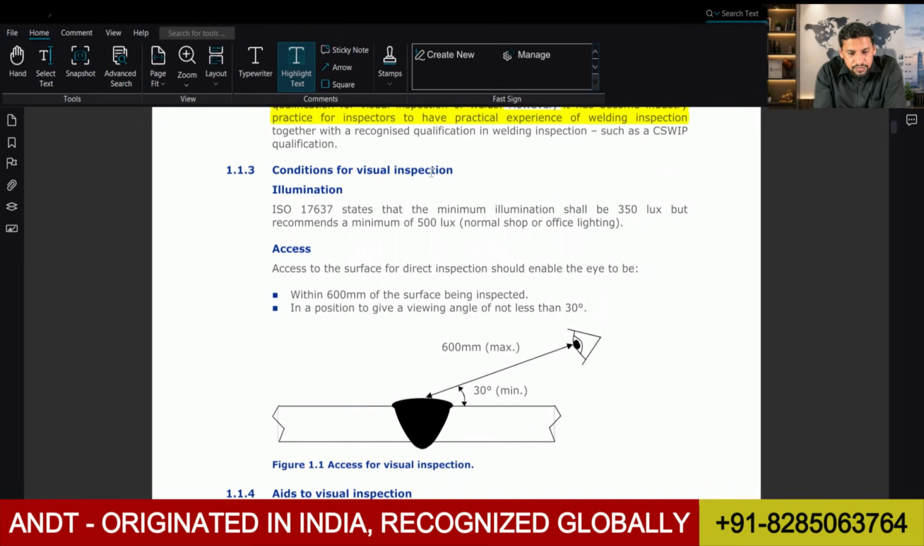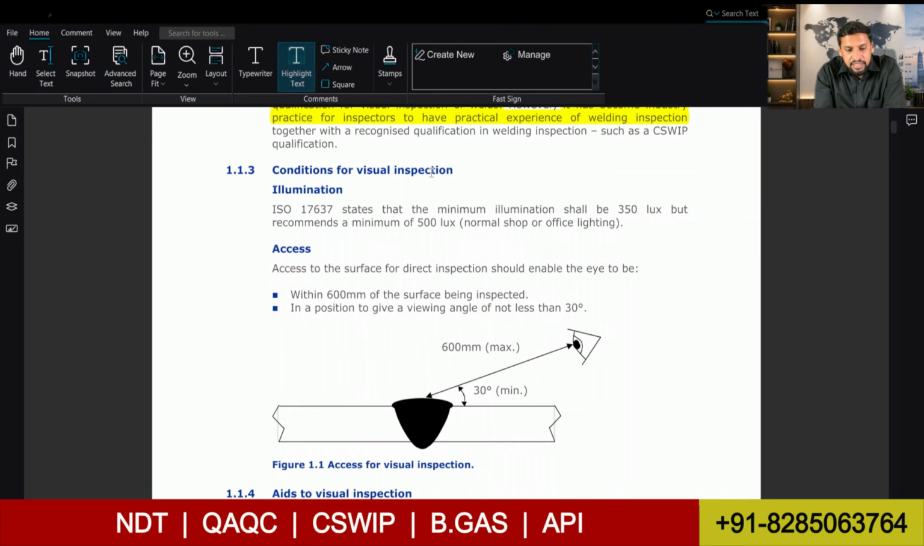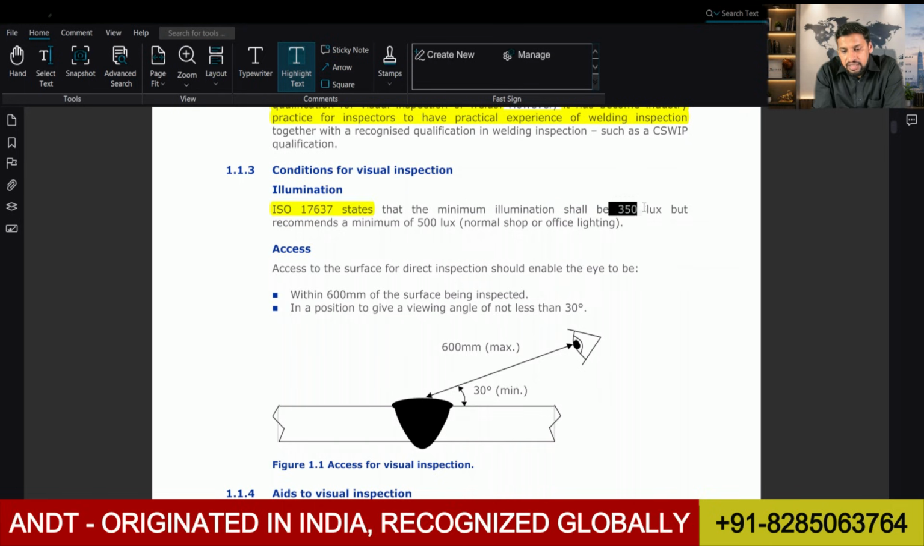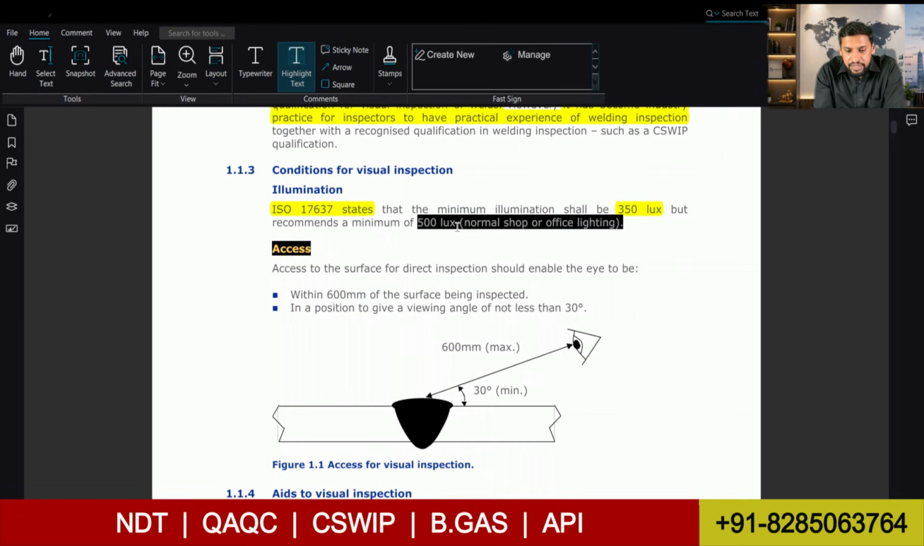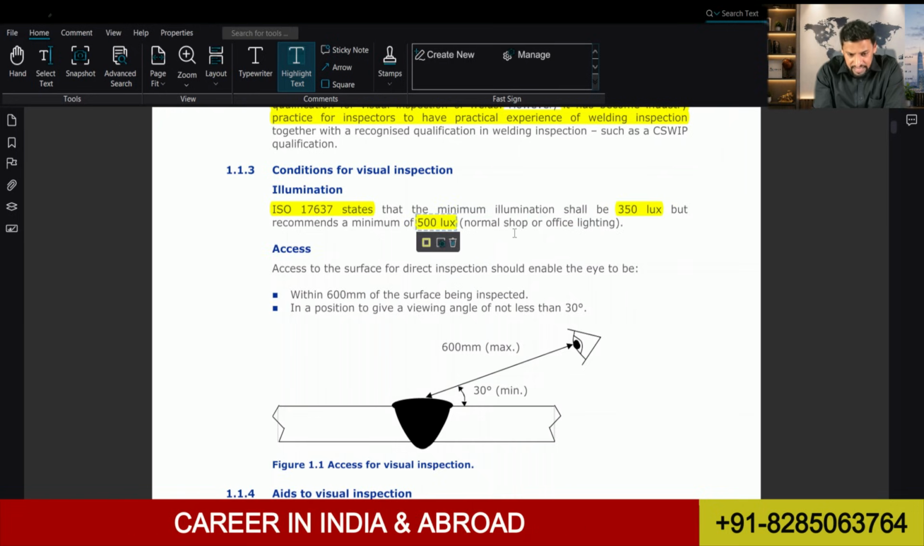Now, conditions for visual inspection. What conditions are required for building inspection? So ISO 97637 states that there are two conditions. In one, there should be 350 lux light intensity. In another one, there should be 500 lux light intensity.